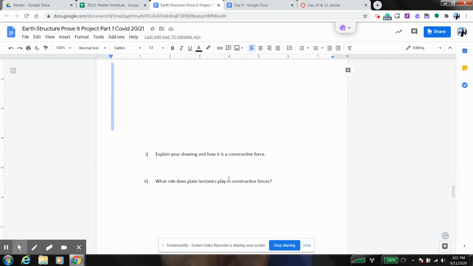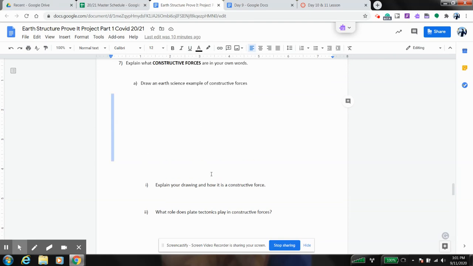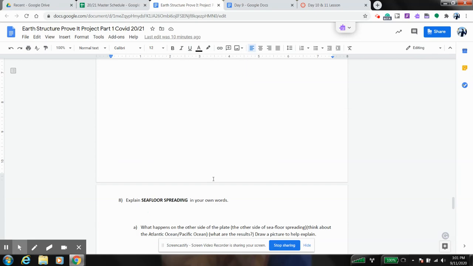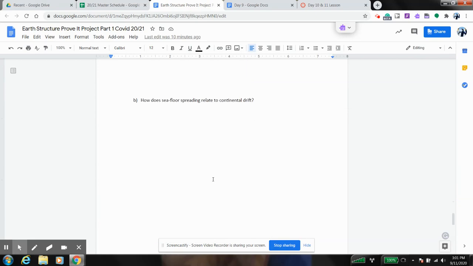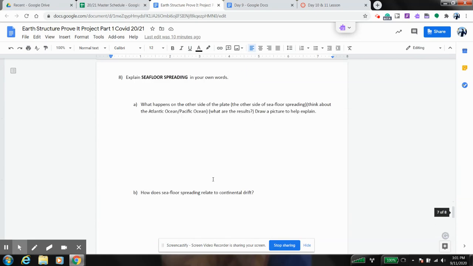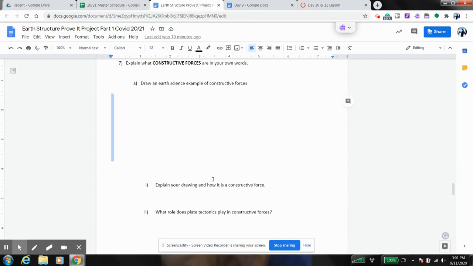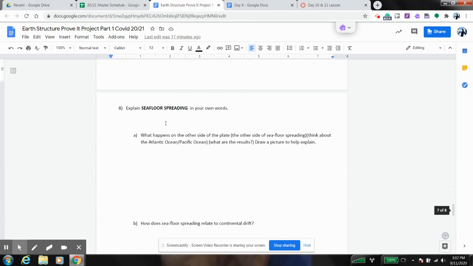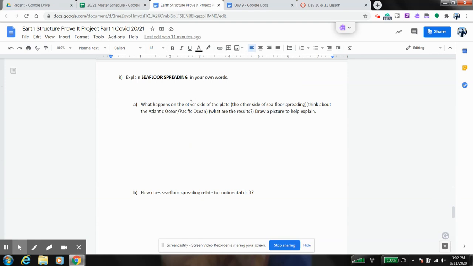What role does plate tectonics play in constructive forces? So you need to tell us, what role does that play? Why does it cause constructive forces to happen? Then you're going to do seafloor spreading. So seafloor spreading in your own words.